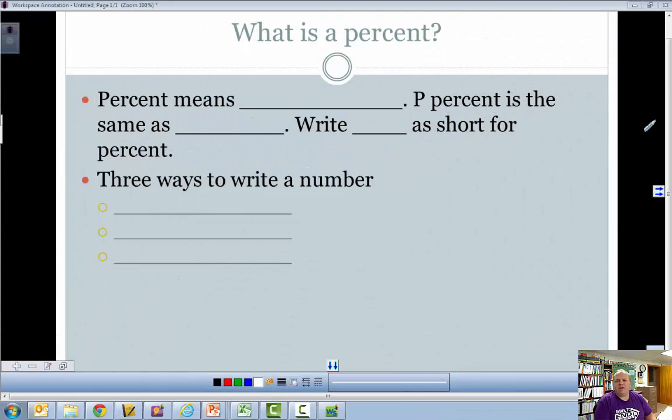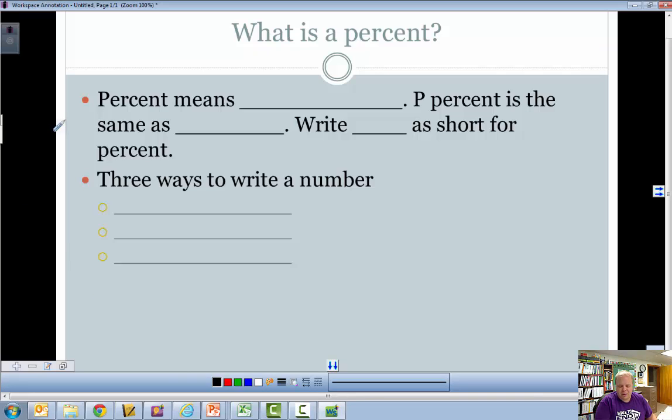Okay, so the first part of our discussion today is going to talk about what is a percent. And the first bullet, I'm going to tell you what goes in those blanks, but I'm not going to write it because I want people to really start paying attention to the video. There's going to be some things I'm going to write on the screen, and there's going to be some things I don't. So the first thing we're going to talk about is what a percent means. A percent means per 100.